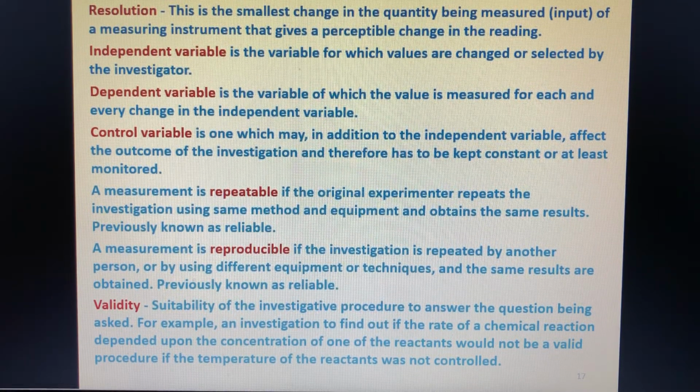Accuracy, were the scales on 0 when we started? Precision, have we got a good high resolution to our equipment? Reliable, have we repeated it?